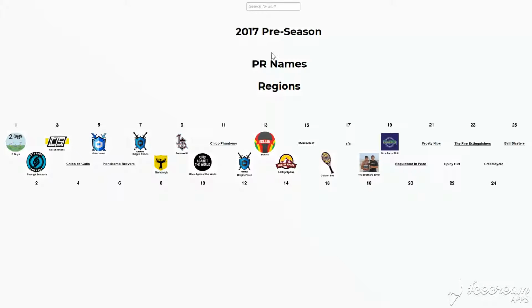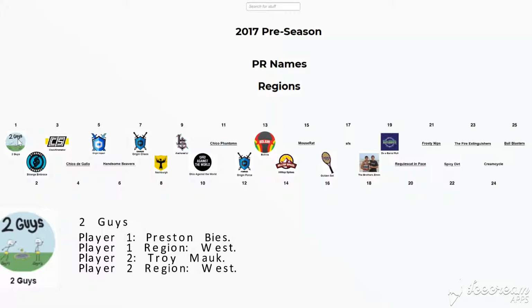The first thing you'll see is the 2017 preseason and the power rankings there. As you can see, Two Guys is on top and Ball Blasters at the bottom. If you highlight any team, it'll show some more information there: the logo in the bottom left, and the information about the players and the region they're from.